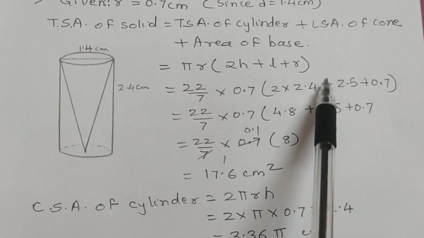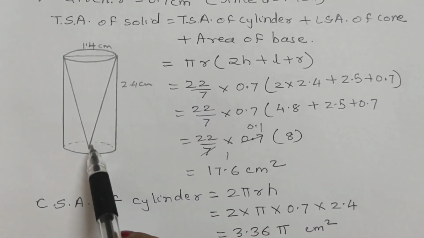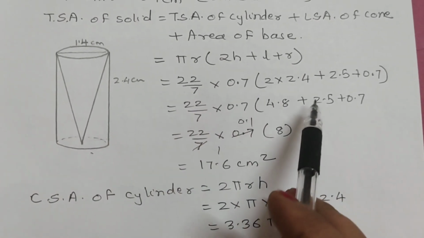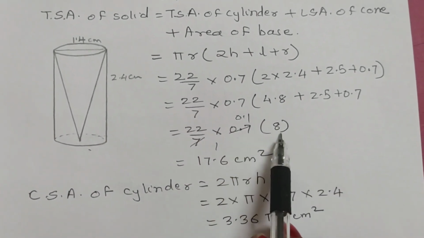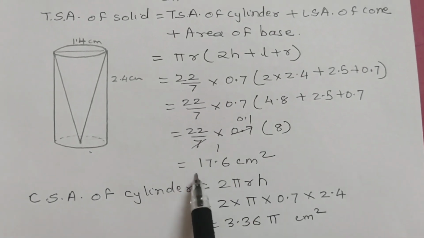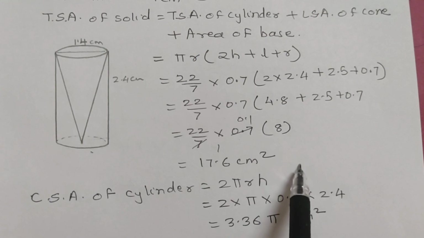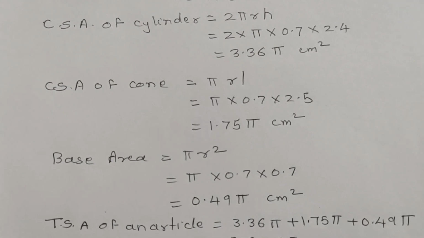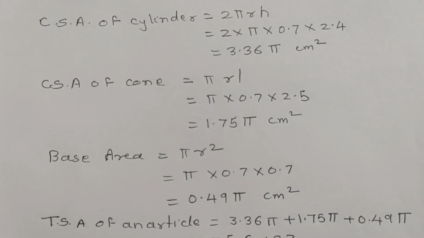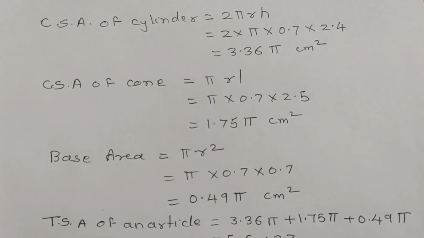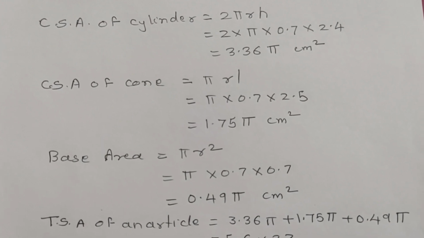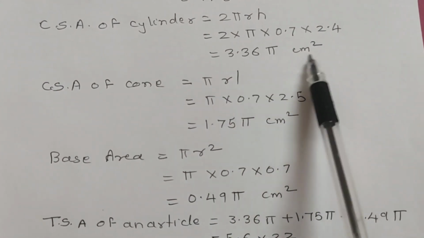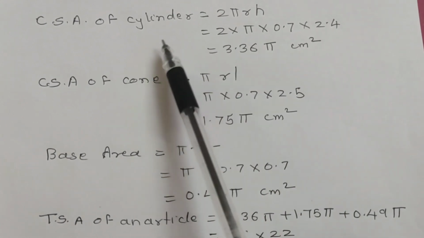How to find out this 2.5? Height is 2.4. This is 0.7. Using Pythagoras theorem, we are getting the value 2.5. So 22 upon 7 into 0.7 into 8 is equal to 17.6 centimeter square. Now let us find out the curved surface area of the cylinder. Curved surface area of the cylinder is equal to 2 pi rh, that is 2 into pi into 0.7 into 2.4. Here we are not substituting the value of pi. So 3.36 pi centimeter square will be the curved surface area of the cylinder.